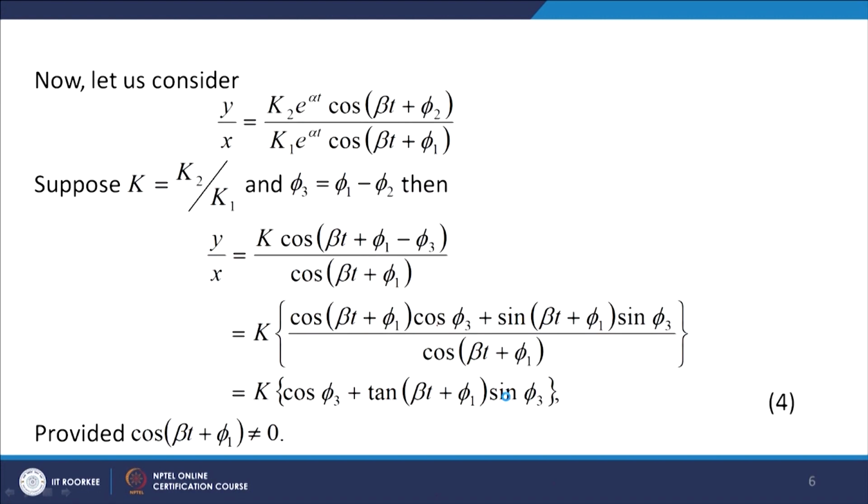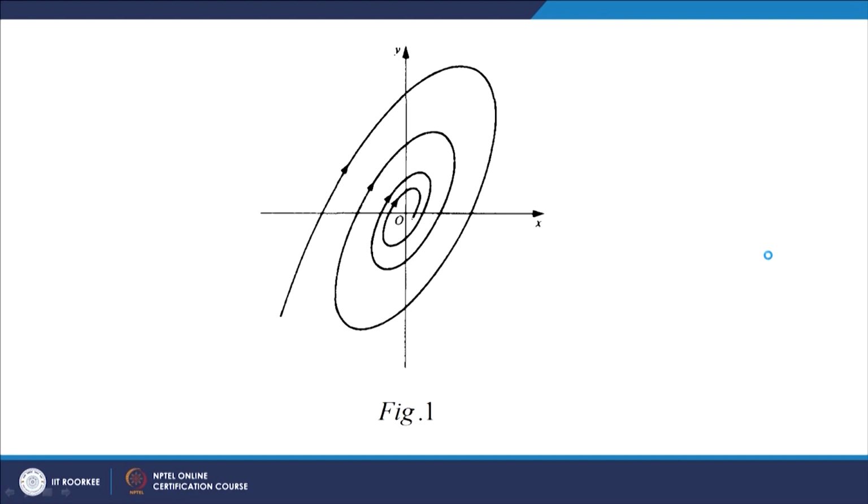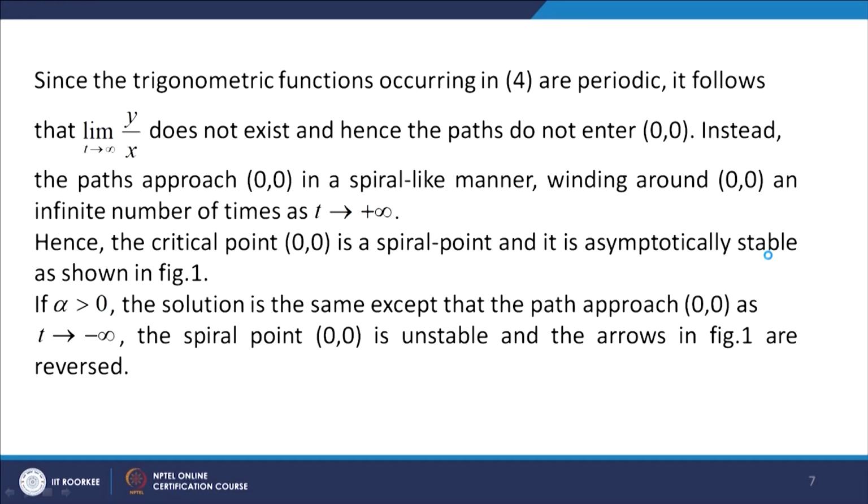So, here as t tends to infinity, the limit does not exist, and hence the path does not enter (0, 0). Instead, the path approaches (0, 0) in a spiral-like manner, winding around (0, 0) an infinite number of times as t goes to plus infinity, and hence the critical point (0, 0) is a spiral point and it is asymptotically stable, as shown in this figure 1. You can see they are winding around (0, 0) in a spiral-like manner and approaching (0, 0) by winding around it an infinite number of times.